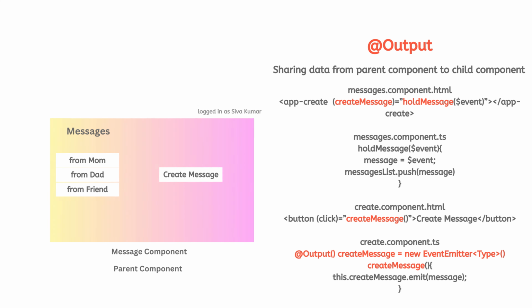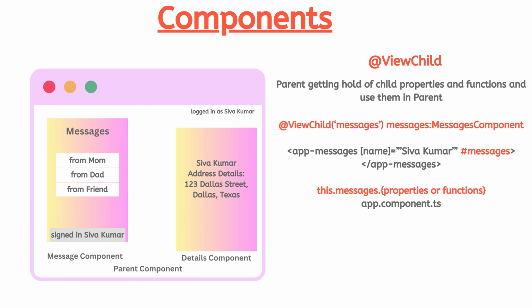So the next way is using ViewChild. Using the ViewChild, the parent can get hold of the child properties and functions. ViewChild should be used in the parent. Suppose app.component.html is the parent, where we have app messages and the name and other things. To get hold of the child in the parent, we need to use a hashtag with the name of that child that we want to use. So here it is a hashtag with messages.